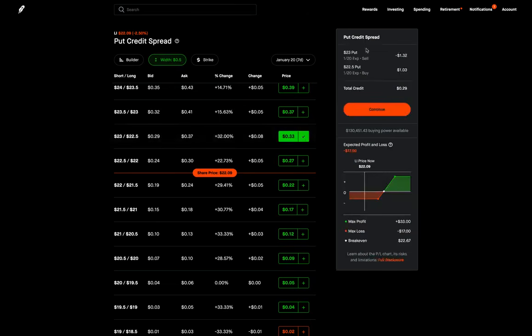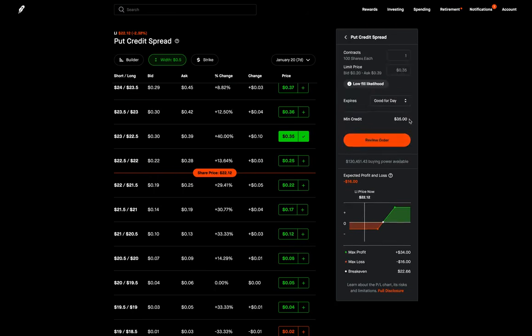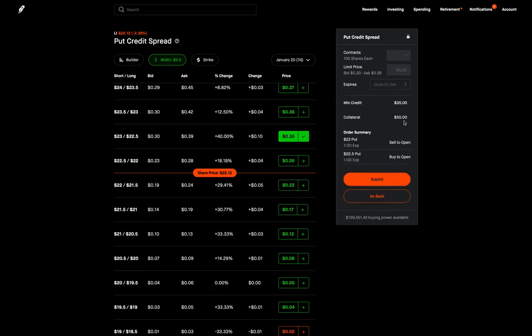And as you can see, Robinhood recognizes this as a put credit spread. We're selling a put at 23, buying a put at 22.50. We're going to enter here for a credit. And that means, of course, that we would have to put up collateral, $50 in this case. Collateral, $50 here.